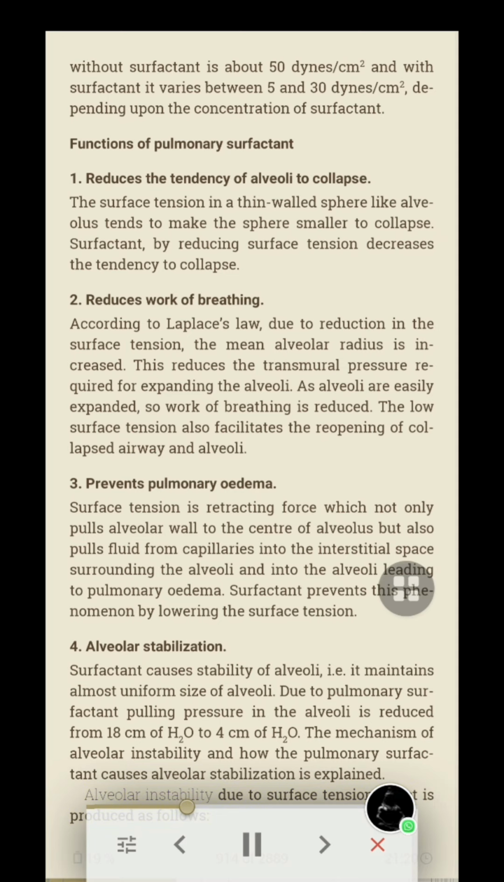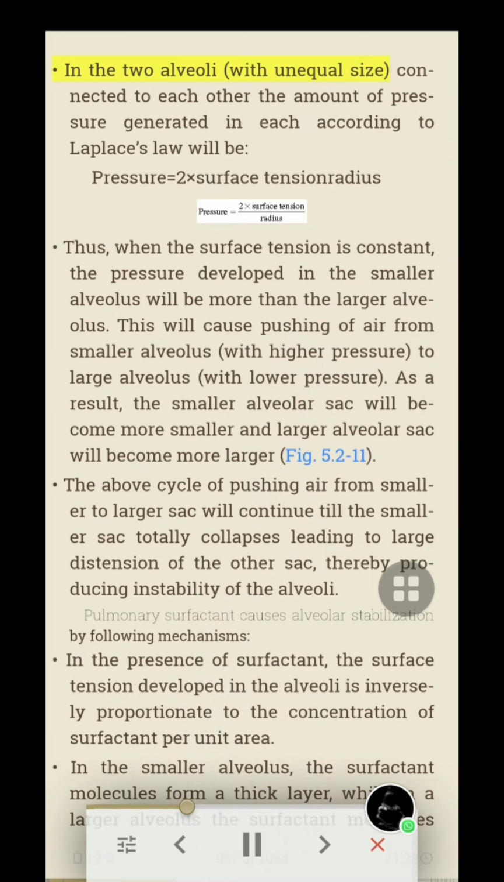Alveolar instability due to surface tension effect is produced as follows. In two alveoli of unequal size connected to each other, the amount of pressure generated in each according to Laplace's law will be pressure equals 2 times surface tension divided by radius. Thus, when the surface tension is constant, the pressure developed in the smaller alveolus will be more than in the larger alveolus. This will cause pushing of air from the smaller alveolus with higher pressure to the larger alveolus with lower pressure. As a result, the smaller alveolar sac will become smaller and the larger alveolar sac will become larger. Fig. 5.2-11. The above cycle of pushing air from smaller to larger sac will continue till the smaller sac totally collapses, leading to large distension of the other sac, thereby producing instability of the alveoli.